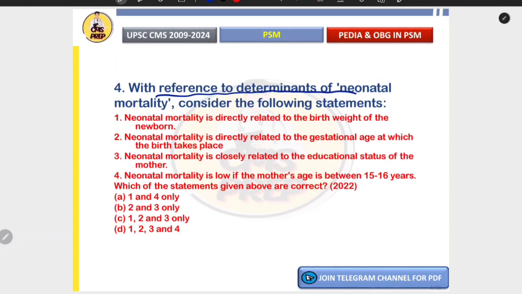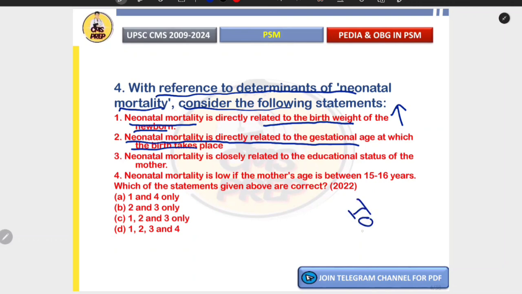With reference to the determinants of neonatal mortality, consider the following statements. Neonatal mortality is directly related to the birth weight of the newborn. Yes, it is a correct statement. Lower the weight, higher the risk of neonatal death. Gestational age: neonatal mortality is directly related to the gestational age at which birth takes place. Yes, premature babies have immature organs and are more prone to that. So this is also correct.